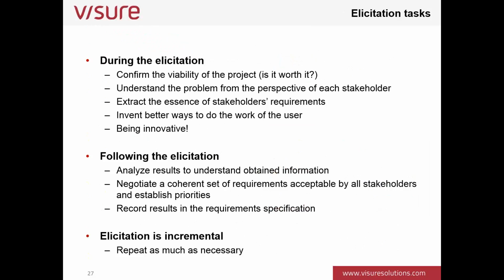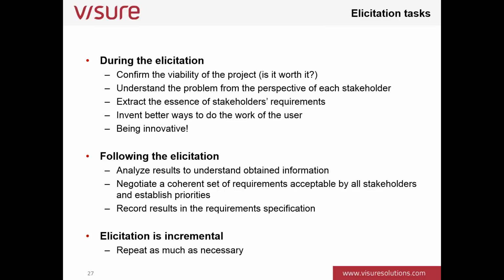So, what are the elicitation tasks? During the elicitation, we must confirm the viability of the project. Is it worth it? We should be doing feasibility analysis and so on. We must understand the problem from the perspective of each stakeholder, and this is important, because not everyone is going to be the same for the system. Not everyone is going to have the same interest. We must extract the essence of stakeholder requirements.